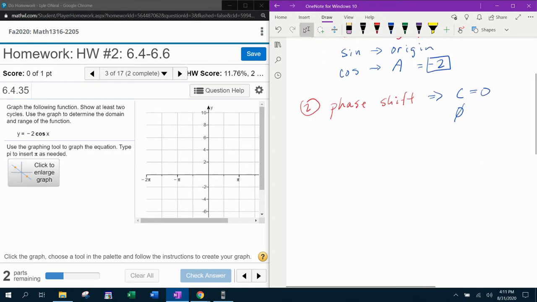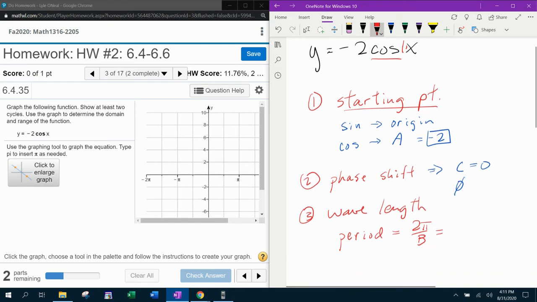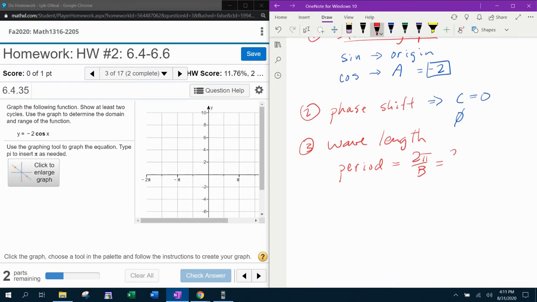All right, step number 3, wavelength. The wavelength is the period. For a sinusoidal function, the period is 2 pi over b, and b is the coefficient of x. So in this problem, the coefficient of x is 1, and so our period is going to be 2 pi over 1, which is 2 pi, and that's going to be our wavelength.